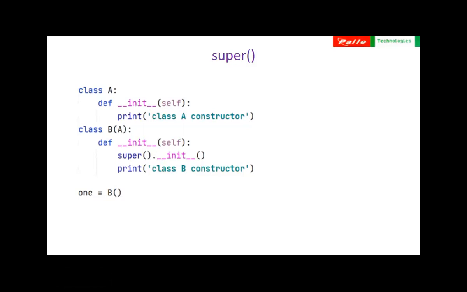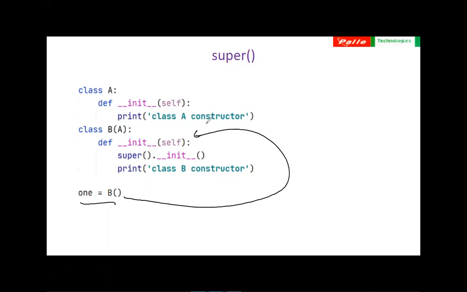You have told the correct answer, but you have to understand how this code works. When I write b1 = B(), which class constructor will be called? The B class constructor will be called. Inside this B class constructor, I have super.init. When I write super.init, it will call the immediate parent constructor.